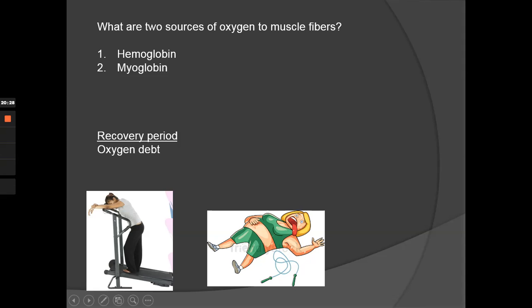Hemoglobin is a molecule that is found in red blood cells. Red blood cells are chock full of hemoglobin, and hemoglobin will bind to oxygen. Okay, it binds to oxygen and delivers it to various places in our body. It's one of the ways in which oxygen travels in our blood.